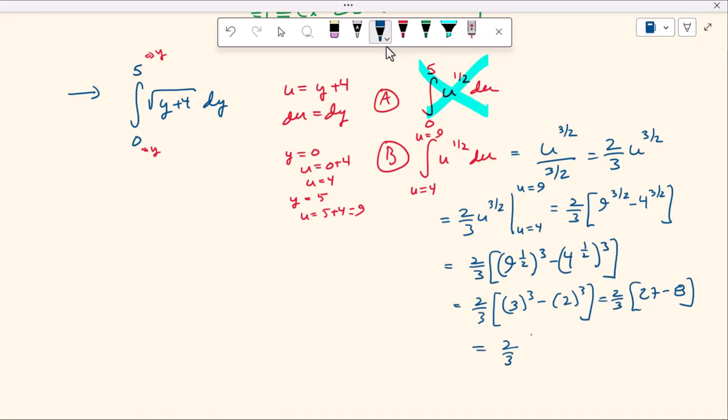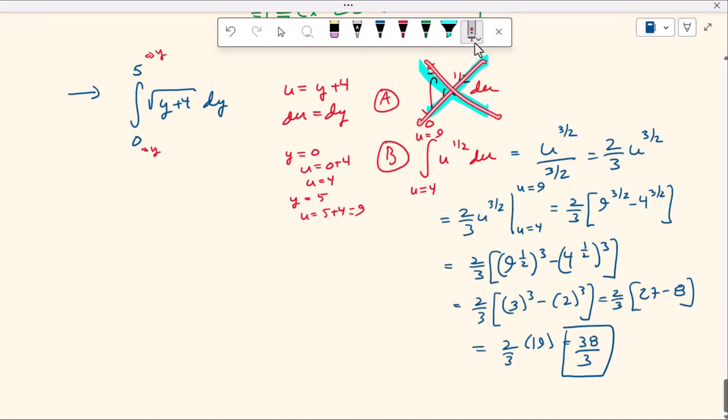Now 27 minus 8 is 19, so this is 38 over 3. So 38/3 is my answer here. Okay, now I could have done this another way. So I'm going to show you the other way. So this is what not to do.